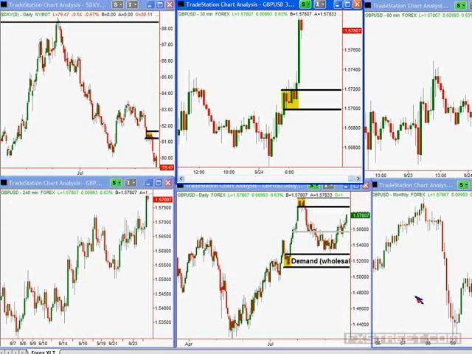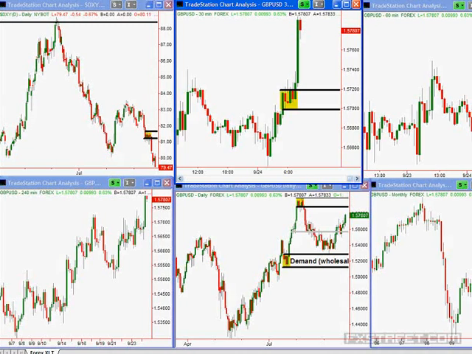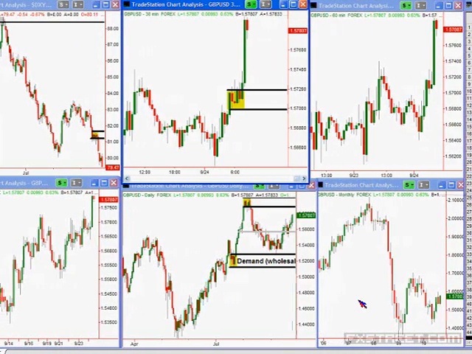Now this would be for a short-term trade, that little level up there on the 30-minute chart. If I were a day trader, I'd probably be comfortable taking a bounce off that level. You know what I mean?